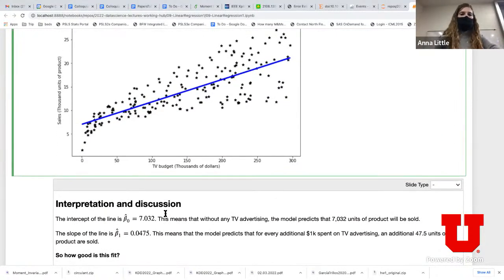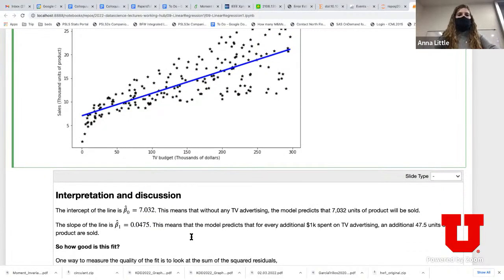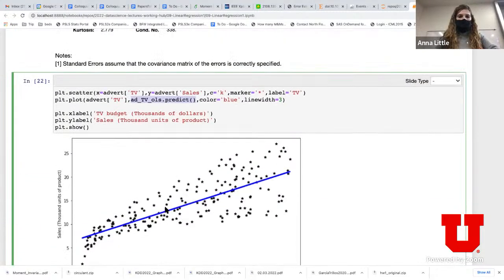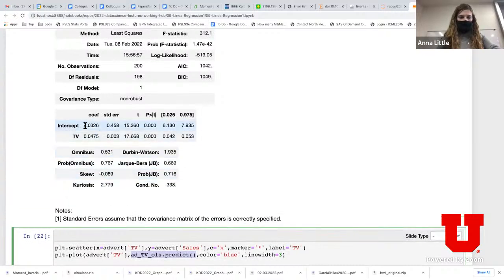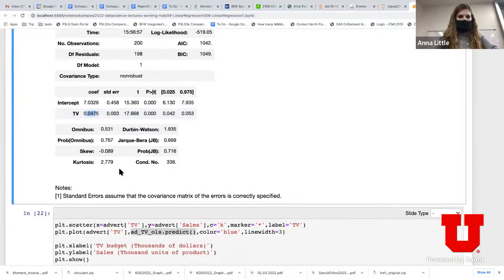Okay, so now let's talk a little bit about how to interpret the values of those coefficients in the linear regression. So the intercept of the line, beta 0, we saw was 7.03, right? So that's from right here, intercept. And then we saw the slope, 0.0475.